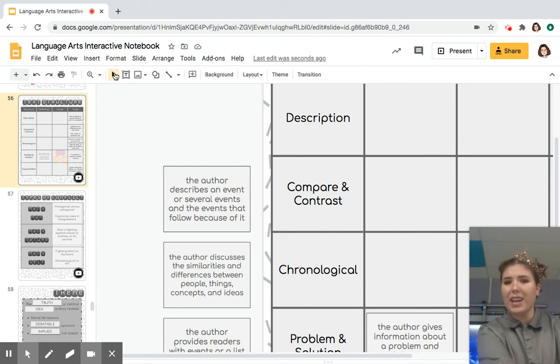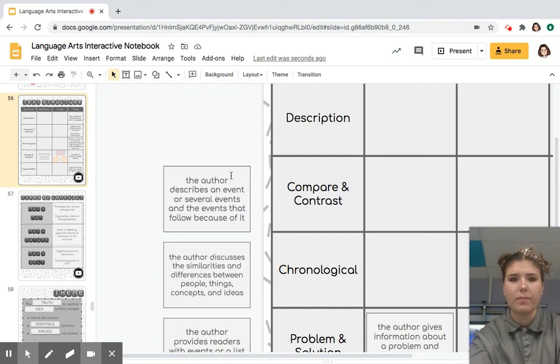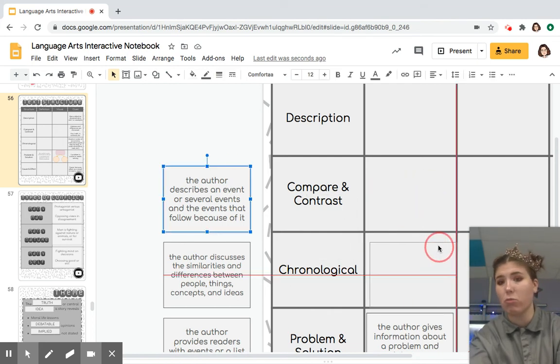The author describes an event or several events and the events that follow because of it. So this is if I tell you, you spent all of Monday and Tuesday playing Among Us and not paying attention to Miss J's. So when there was a government quiz on Thursday, you didn't know what you were doing, so you failed or you got an IP. That's a series of events, you not doing your work, what it leads to, not a great grade. So this is called a sequence or a chronological.